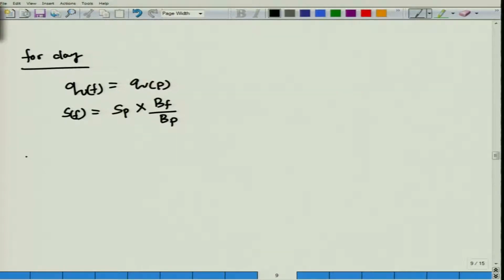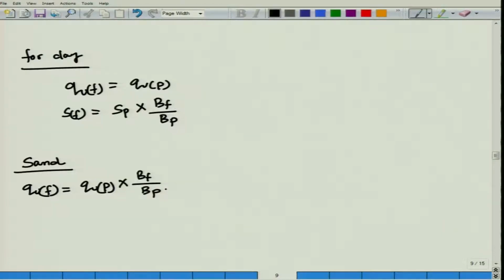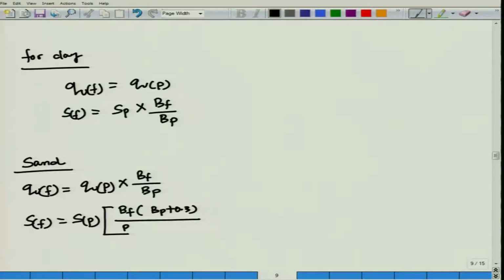Now for sand, the ultimate load of your foundation or footing is the ultimate load of your plate into B_F by B_P, and the settlement of your footing or foundation is equal to the settlement of your plate into B_F by B_P plus 0.3 by B_F plus 0.3, whole square, that is, [B_F / (B_P)] times [(B_F + 0.3) / (B_P + 0.3)] squared.